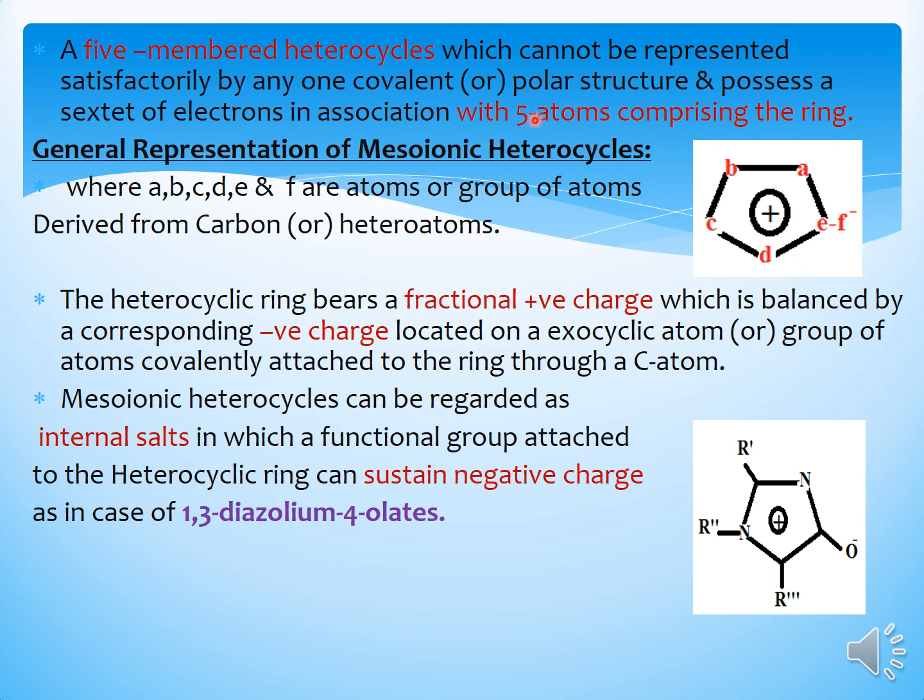Okay, here it is: 5 atoms which will comprise the ring. So here you can see there are 5 atoms, right? A, B, C, D and E. Here one of the oxygen or any of the atom which is attached with the minus charge. Okay. So this is the definition point of view.